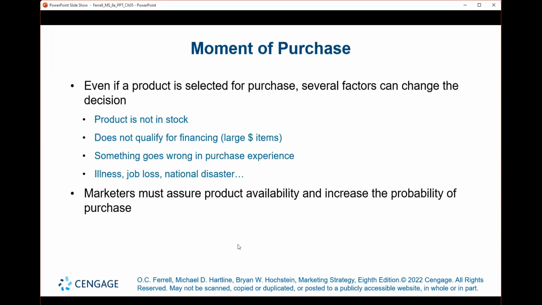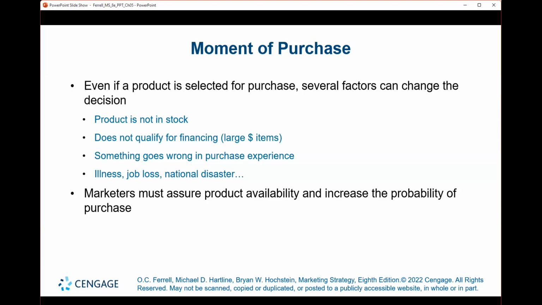Then finally, we have the moment of purchase. And even then, we can be influenced one way or another. Two of the major influences are product availability, especially now, and one of the bigger ones, possession utility. Remember that possession utility is the ability for the corporation to quickly get the goods in your possession. That is what possession utility is.